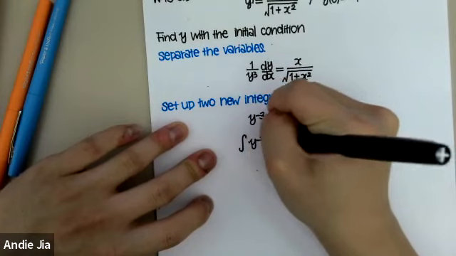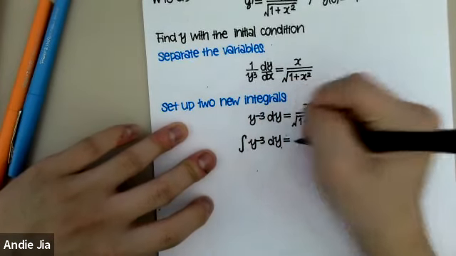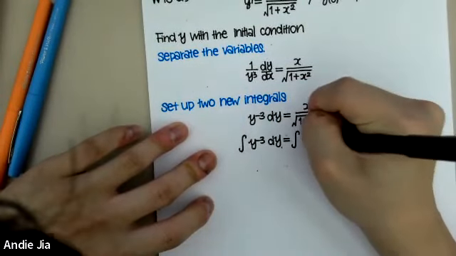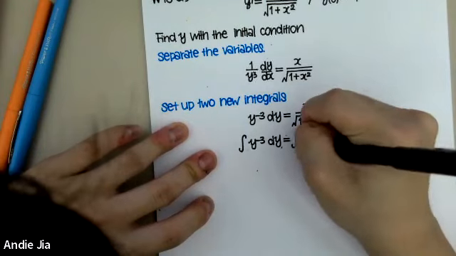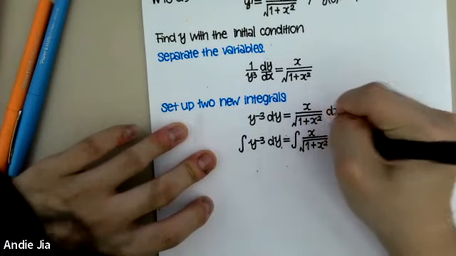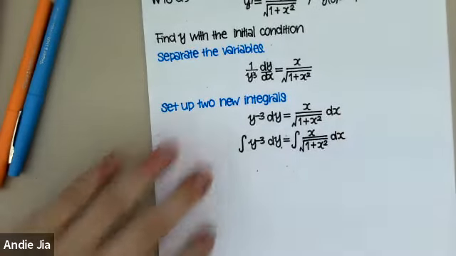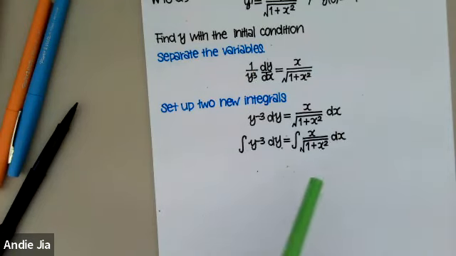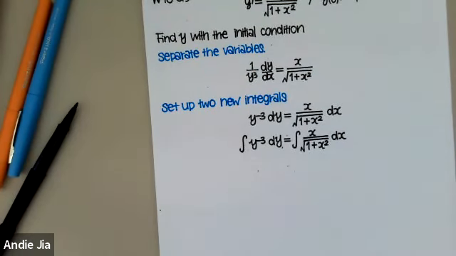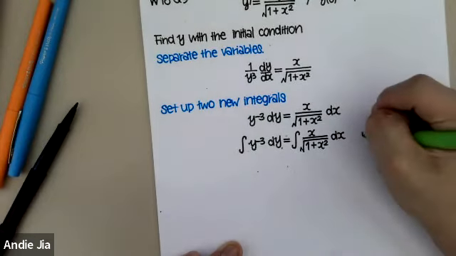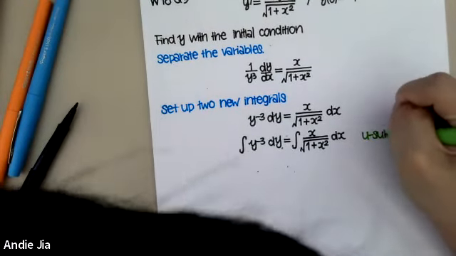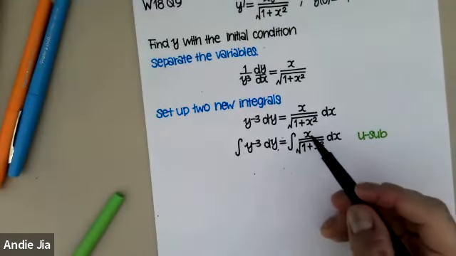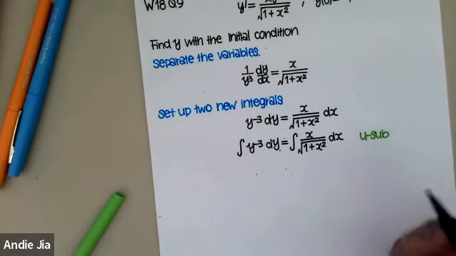The new integral: y to the negative 3 dy equals x over the square root of 1 plus x squared dx. I don't think we need the trig sub for this one, because you can do it with a U-substitution. Trig sub is just a harder way to do it. But if it were x squared inside, then you'd do trig sub.